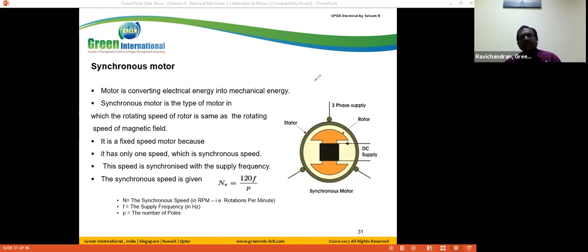The construction of the alternator and the synchronous motor are similar. In the synchronous alternator, mechanical energy is converted to electrical energy. In the synchronous motor, electrical energy is converted to mechanical energy. The working principle concept is the same, though we change the working principle a little, as we discuss.